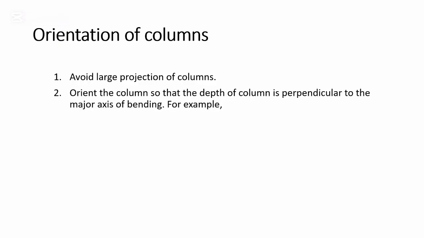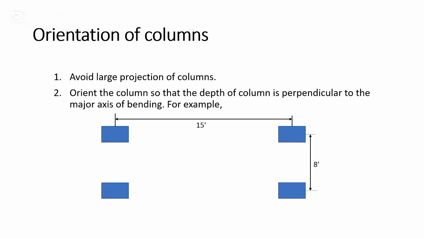The next point is to orient the column so that the depth of the column is perpendicular to the major axis of bending. What is the meaning of that? For example, I have 4 columns like this. The center to center distance between these columns in the x direction is 15 feet, while in the y direction it is 8 feet. So, obviously, my major axis, as you can see in this figure, is perpendicular to the 15 feet, while the minor axis is perpendicular to 8 feet.